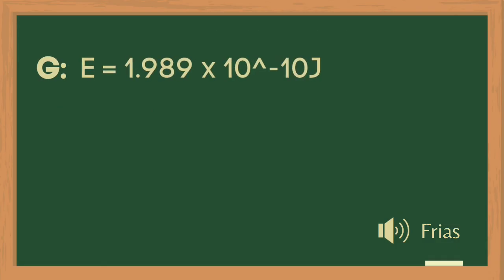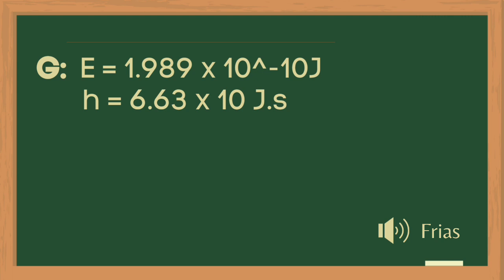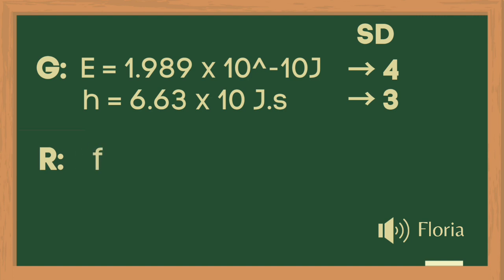First, we need to identify the given. The given in this problem are energy, which is 1.989 times 10 raised to the power of negative 10 joules, and Planck's constant, which is 6.63 times 10 to the negative 34 joule-seconds. The significant digits here are 4 and 3. After identifying the given, what is required or what is unknown? So required here is the frequency.